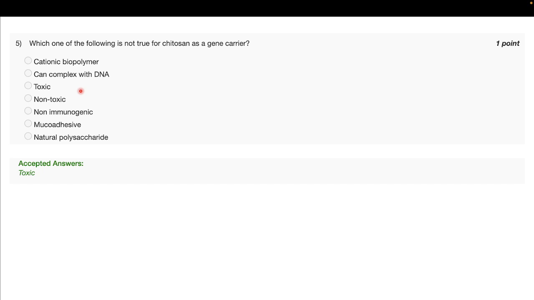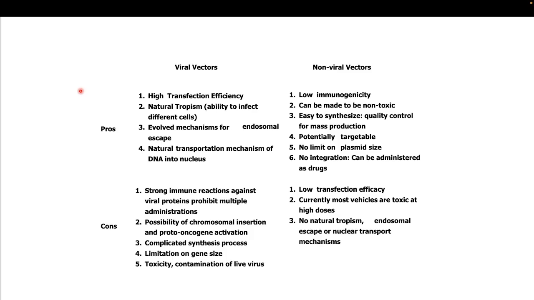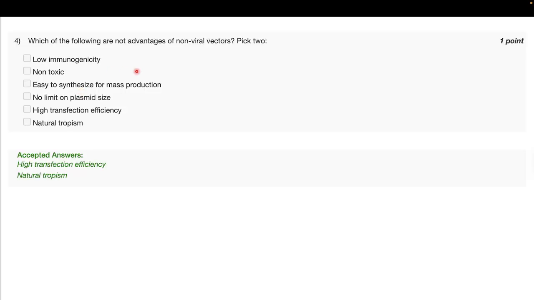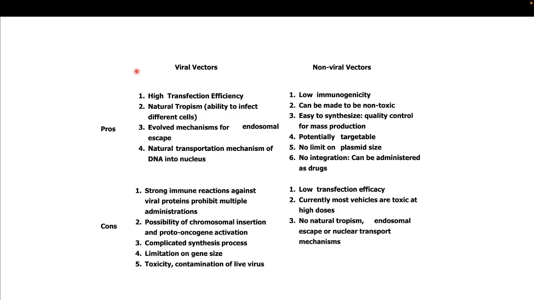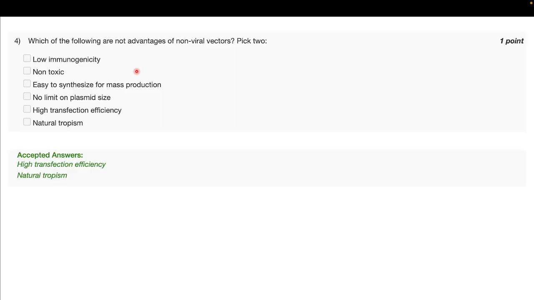Okay, let me just go back to the previous question. I think we made a mistake here. The question is, which of the following are not advantages of non-viral vectors? We were talking about non-viral vectors, but by mistake I explained the viral vectors. If you just talk about non-viral vectors, we are supposed to list which of these are not advantages of non-viral vectors.